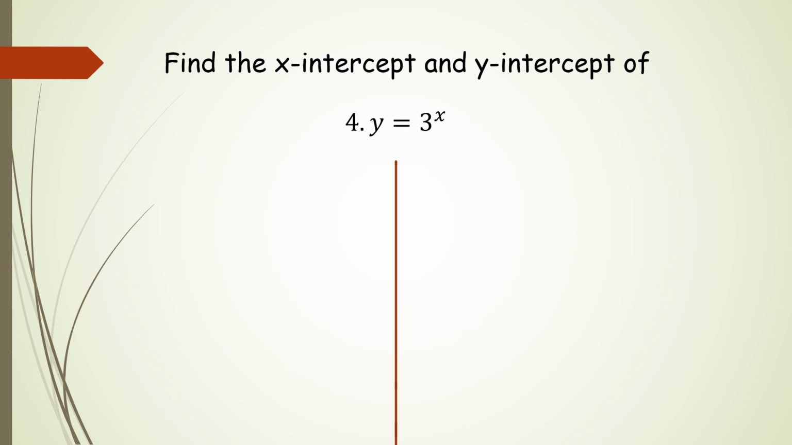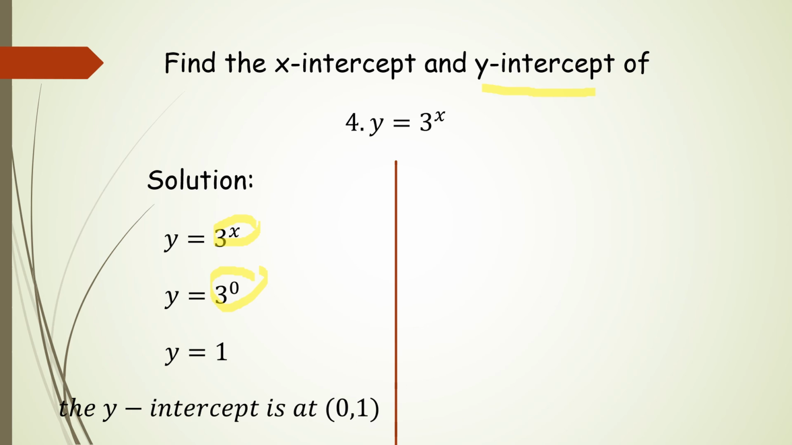For number 4, y is equal to 3 raised to x. Let us first find the y-intercept. So for our solution, we have y is equal to 3 raised to x. We let x is equal to 0. So y is equal to 3 raised to 0. And anything raised to 0 is equal to 1. Therefore, we have y is equal to 1. The y-intercept is at 0, 1.